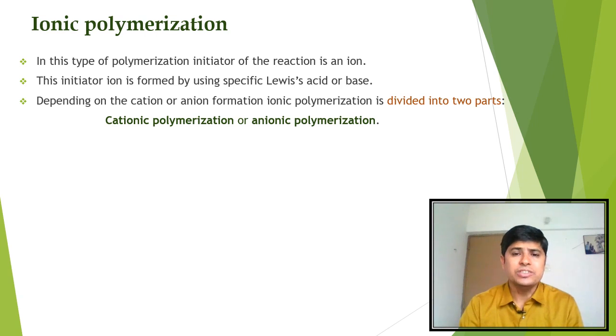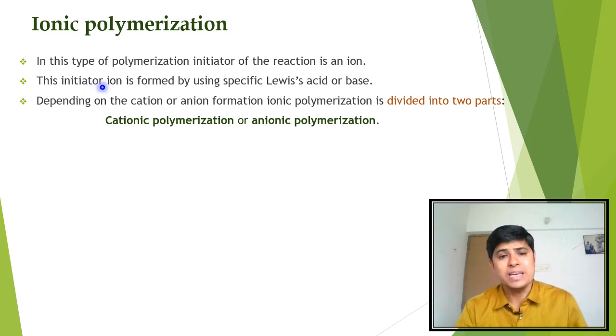Ionic polymerization, this name itself indicates that there should be an ion, like a cation or anion. So in this type of polymerization, the initiator of the reaction is an ion. The initiator ion is formed by using some Lewis acid or base. Depending on the cation or anion, ionic polymerization is divided into two parts: one is cationic polymerization and the second one is anionic polymerization.